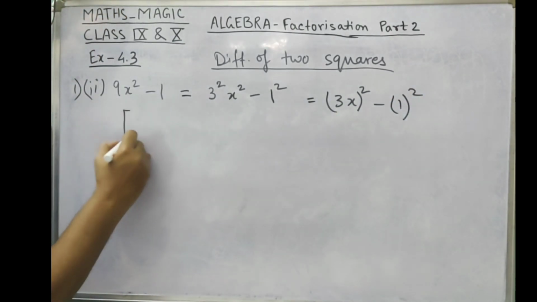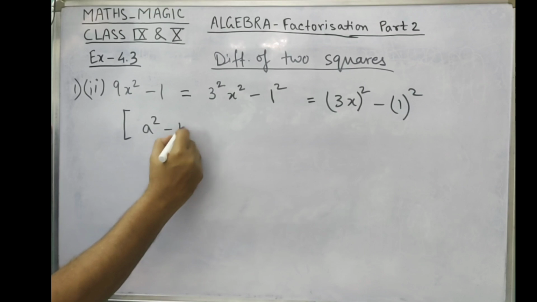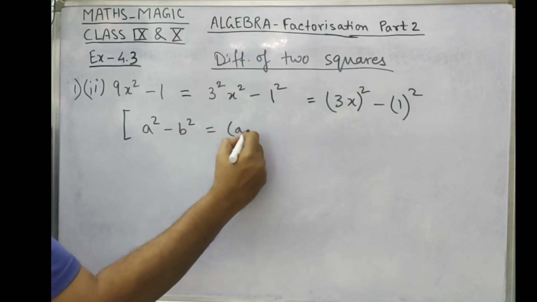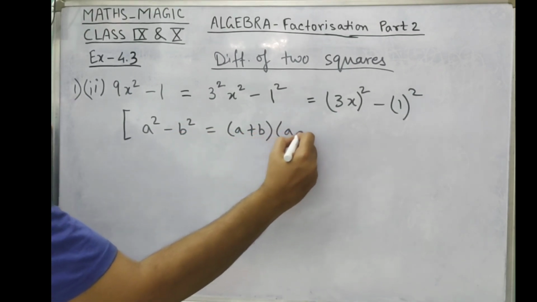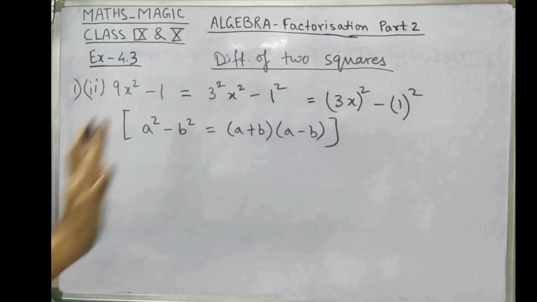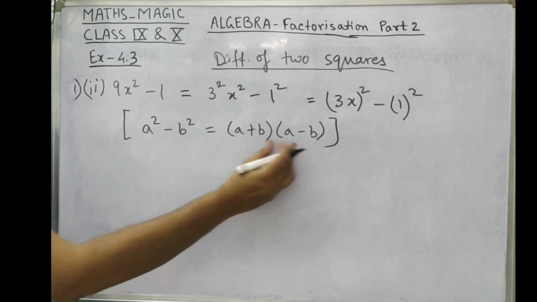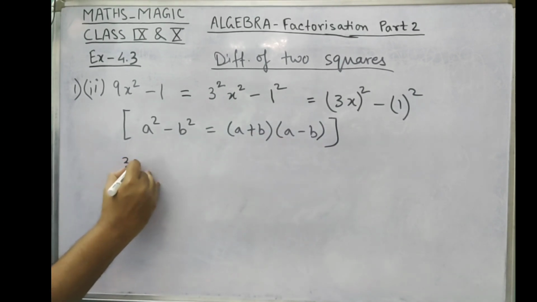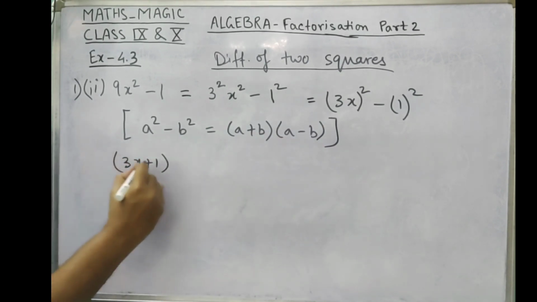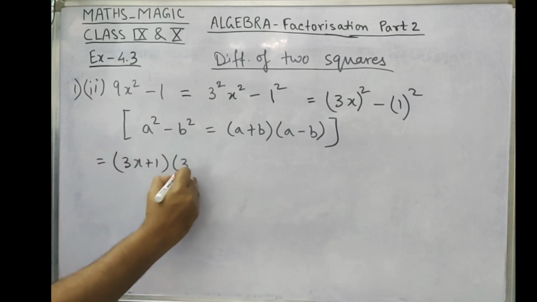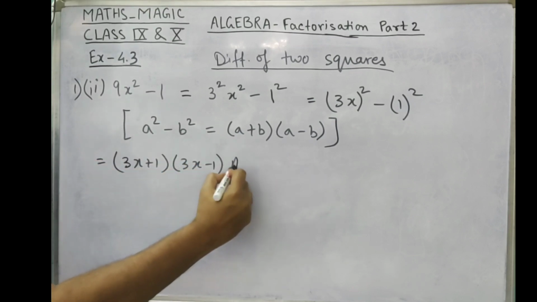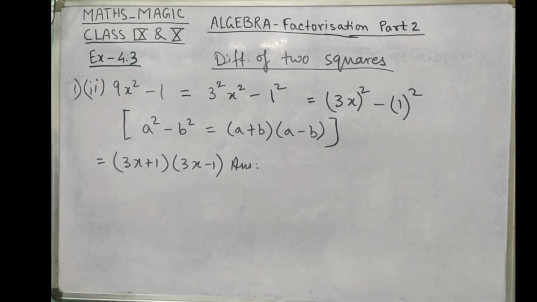Now do you remember the formula? A square minus b square gives you what? A plus b, a minus b. Now this is what we are going to follow here. So a square minus b square is equal to plus and then minus. So the answer will be 3x plus 1, 3x minus 1. This is my answer.